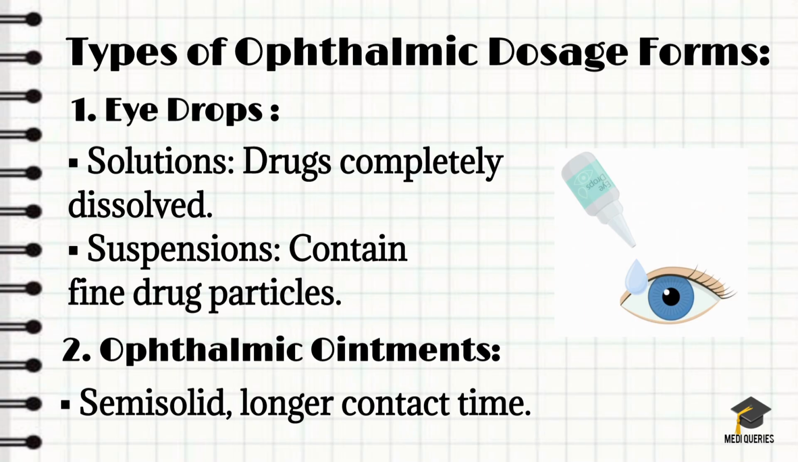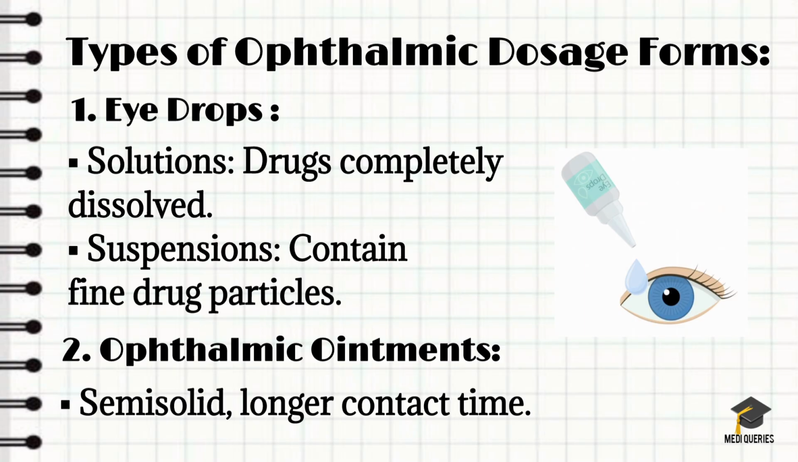First starts with eye drops. These are available as solutions or suspensions. They are most commonly used for delivering the drug to the anterior segment of the eye. Examples of drugs used as eye drops are antibiotics like ciprofloxacin, anti-allergics like olopatadine, and mydriatics like tropicamide.